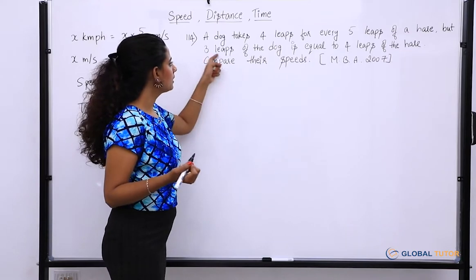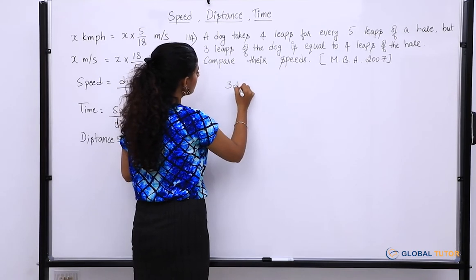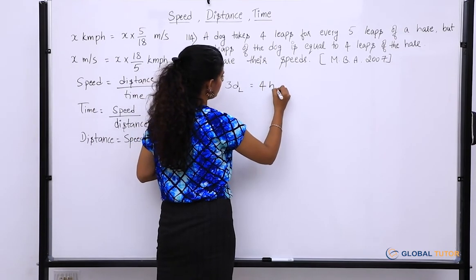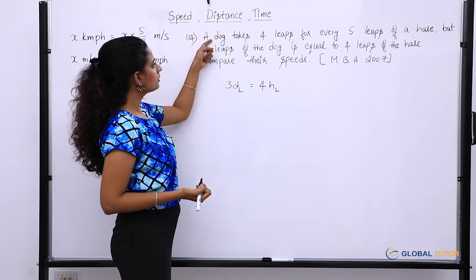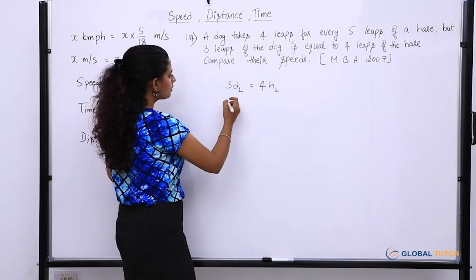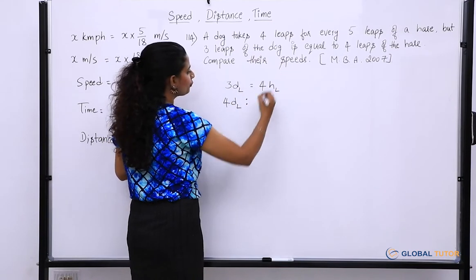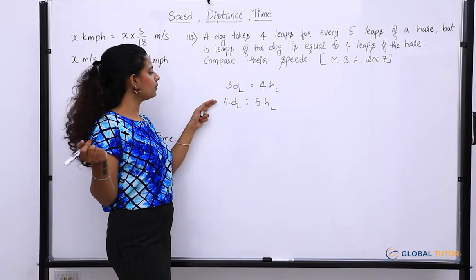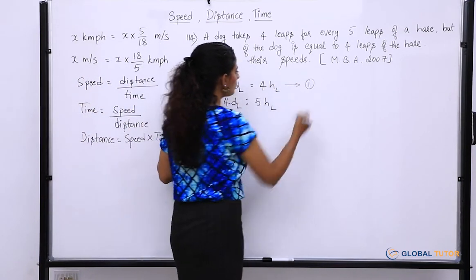So here, how have they compared? 3 leaps of a dog is equal to 4 leaps of hare, right? 3 DL is equal to 4 HL. Now, here the dog takes 4 leaps for every 5 leaps of a hare. So, 4 dog leaps is to 5 hare leaps. Right? So, this is the speed. 4 dog leaps is to 5 hare leaps. Now, let us call this equation 1.